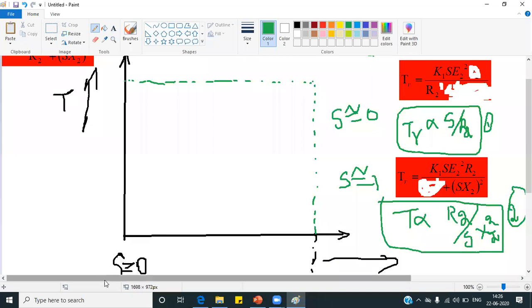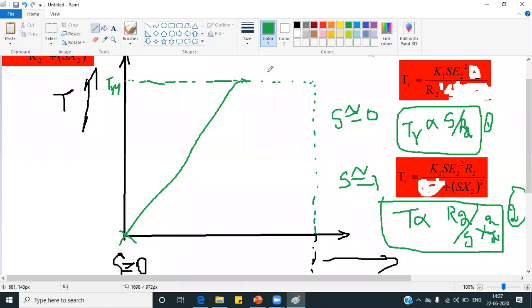Now see, S is equal to 0, so we start from here. If S is equal to 0, torque is proportional to S, so torque is also equal to 0. So the curve starts from here. Torque is proportional to slip, so if the slip is increasing, torque is also increasing. That means it would definitely be a straight line, and it touches this curve at this point where the value is maximum torque, T max. This is a straight line for S equal to 0.